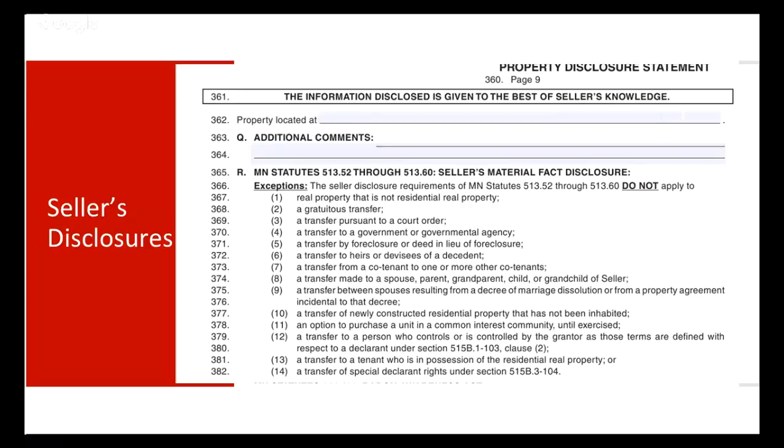A transfer to a person who controls or is controlled by the grantor, as those terms are defined with respect to the declarant. A transfer to a tenant who is in possession of the residential real property, or a transfer of special declarant rights. Basically, if we've got relatives or trusts involved, etc., that might not be required, or if you own the home and you've had somebody living there for a period of time, you sell it to them, they're saying, hey, you don't necessarily need to disclose anything because they've already been living there. They should know, right?